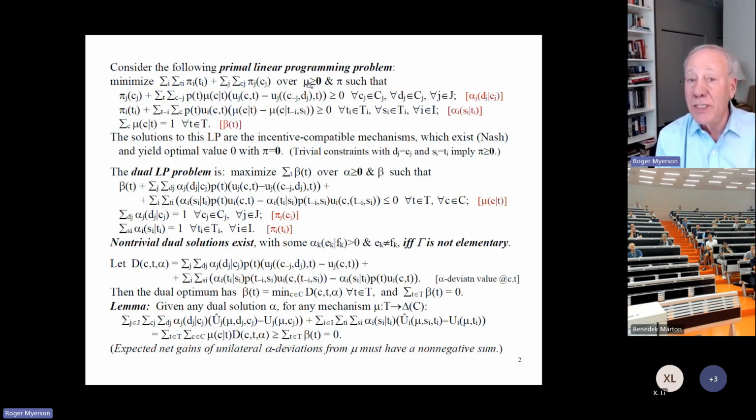The mu's have to be greater than or equal to zero. That's because they come from a probability. They're probabilities. All the components of mu are non-negative. That's something you can say in linear programming. But the pi's are not unrestricted.